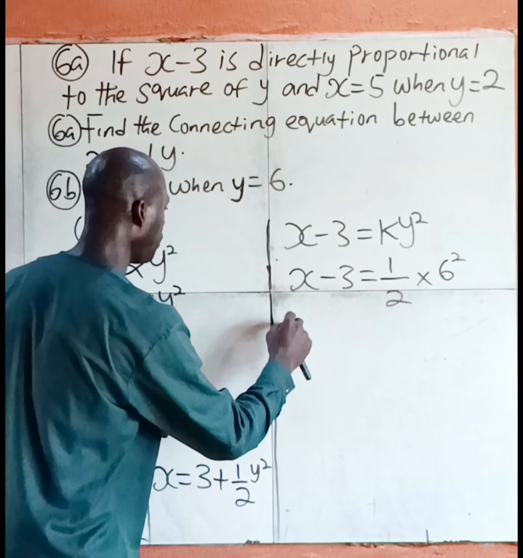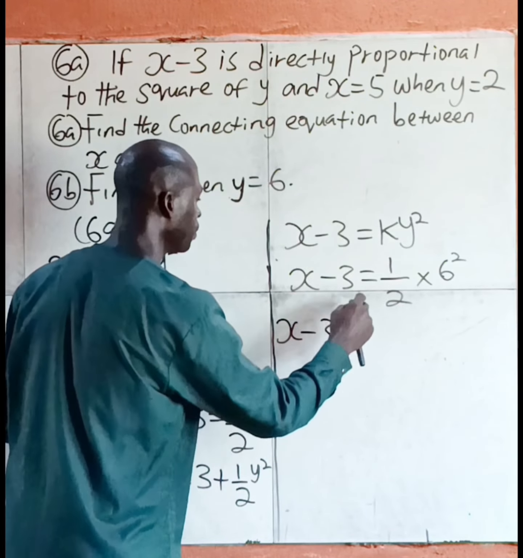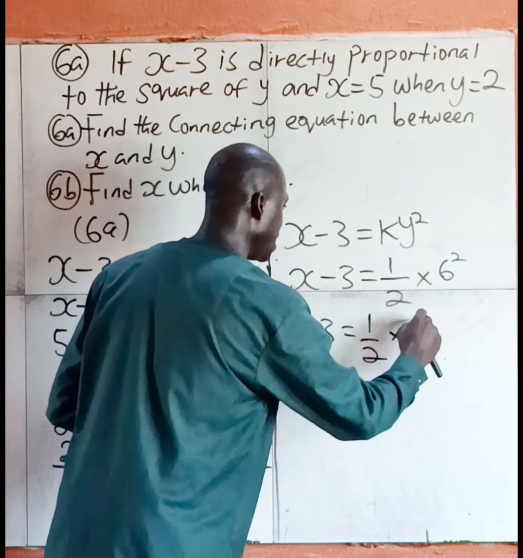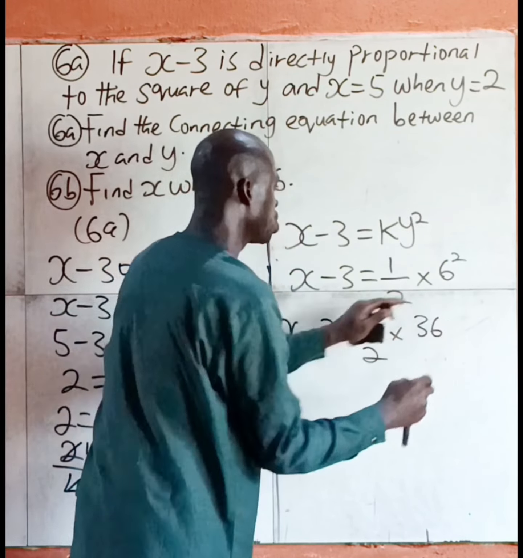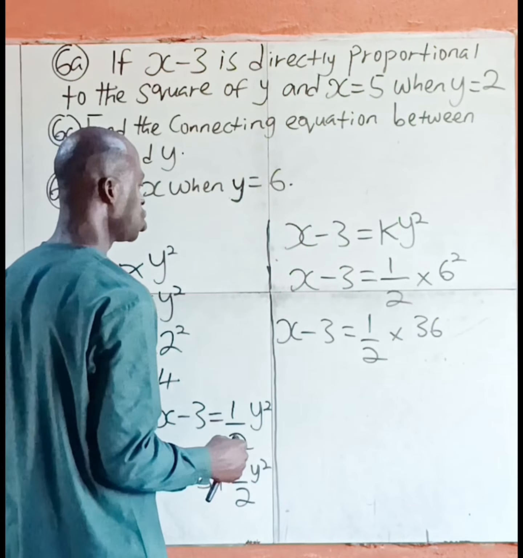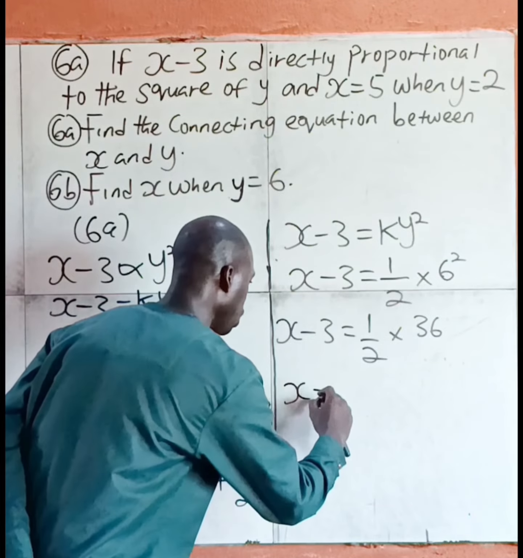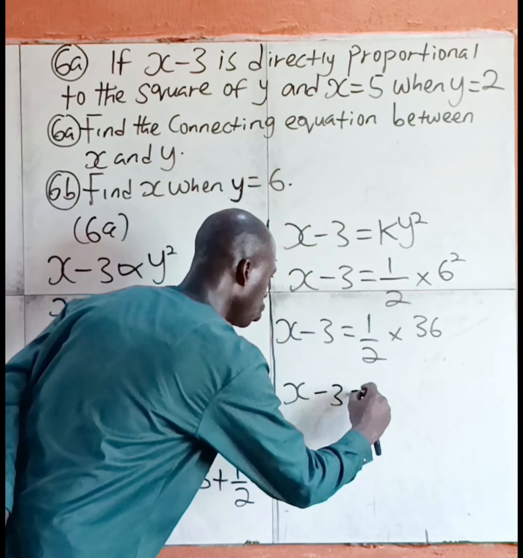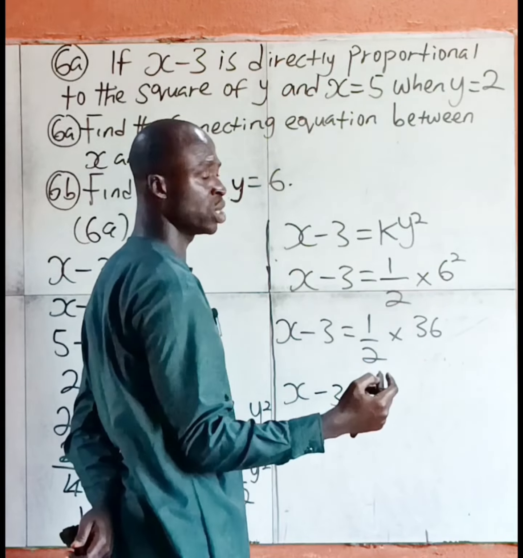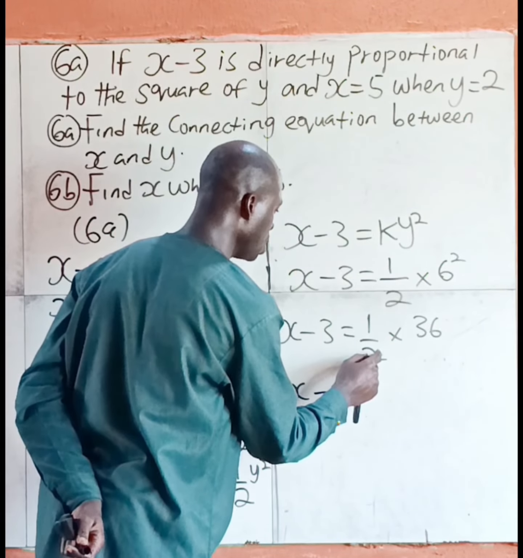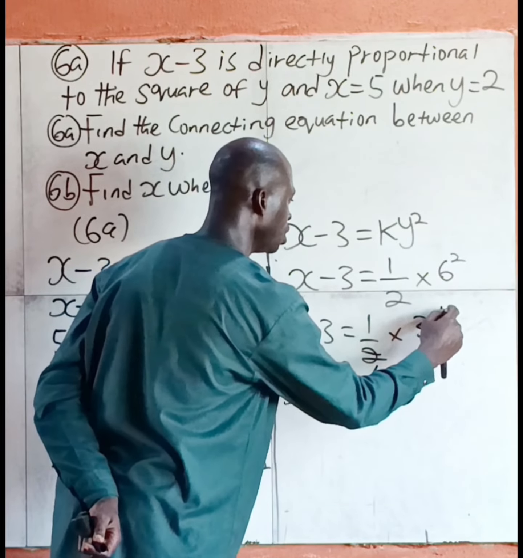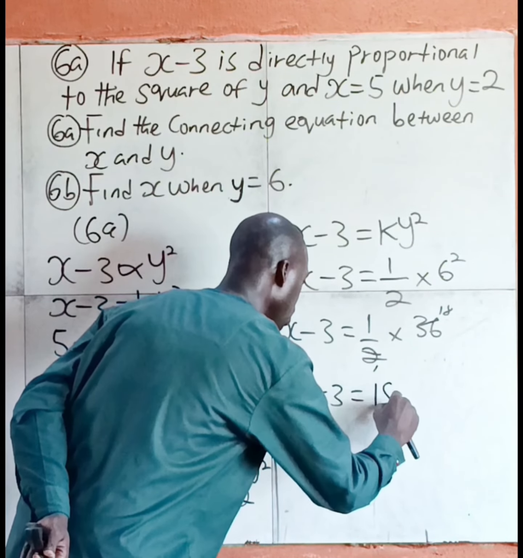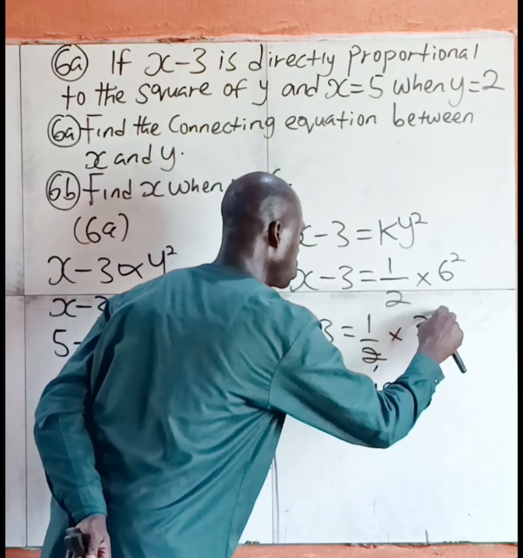So if we simplify further, we're going to have x minus 3 equal to 1 over 2 times 36, because 6 raised to the power of 2 will give us 36. So if I simplify further, it becomes x minus 3 equal to 1 times 36, over 2. Or we can simply say 2 here 1, 2 here 18. So this becomes 1 times 18, which will also automatically give us what? 18. Can you see for yourself?